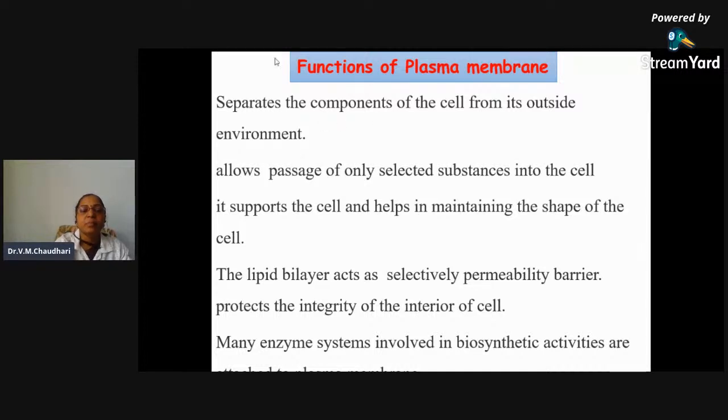Plasma membrane. The plasma membrane allows the passage of only selected substances into the cell. It allows the passage of only selected substances.